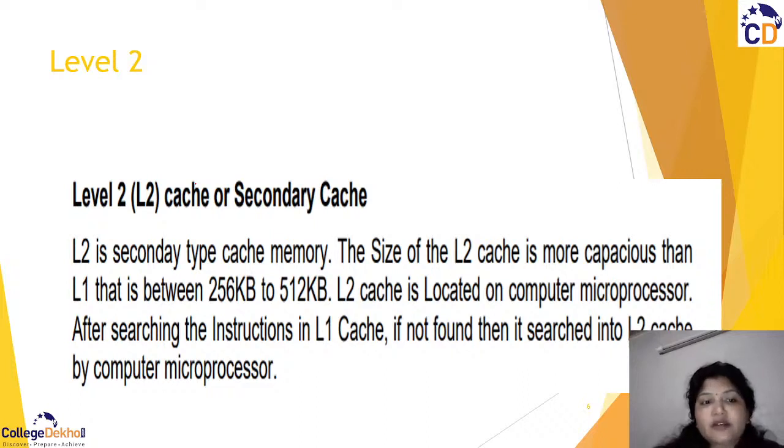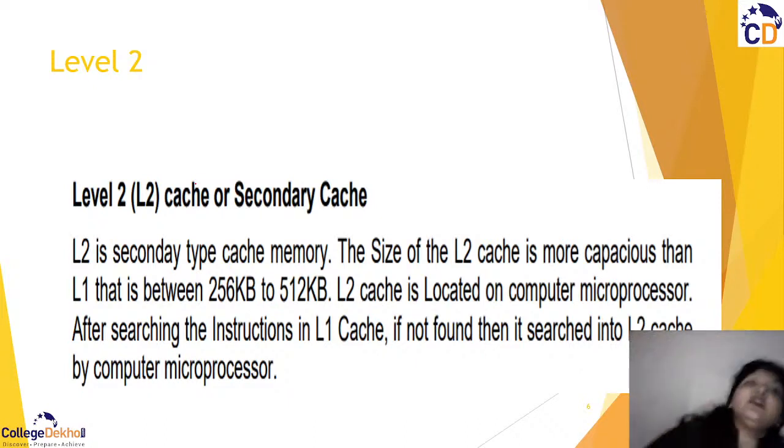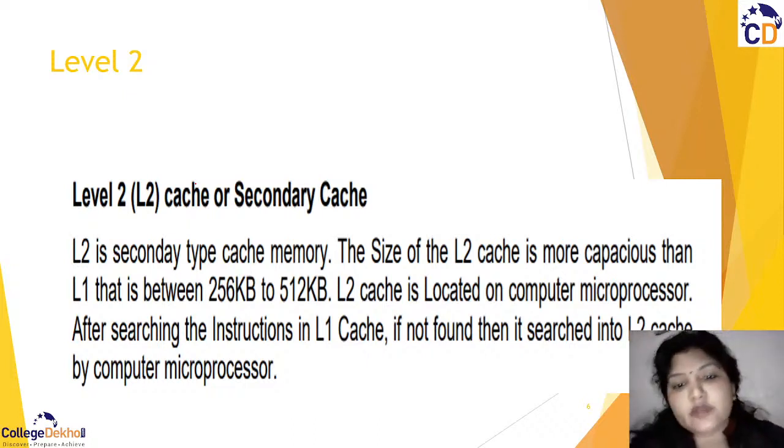Level 2 cache, or secondary cache, is a secondary type of cache. The size of the L2 cache is more capacious than L1, between 256 KB to 512 KB. Now it has already increased, like our books are showing such figures, but now it has also increased. L2 cache is located on the computer microprocessor. After searching the instructions in L1 cache, if they are not found, then they are searched in level 2.